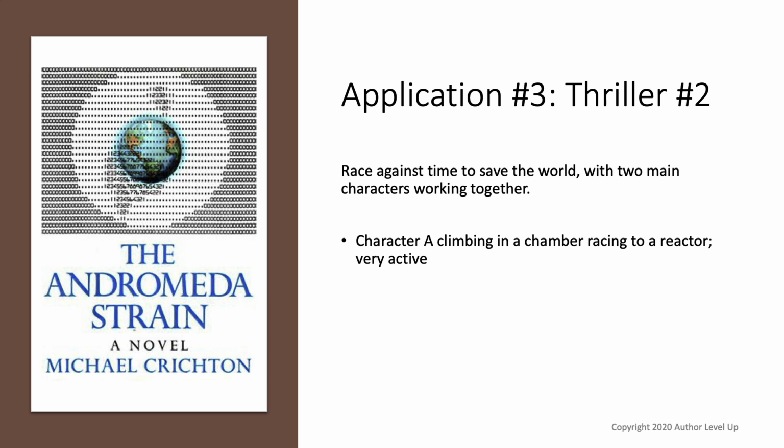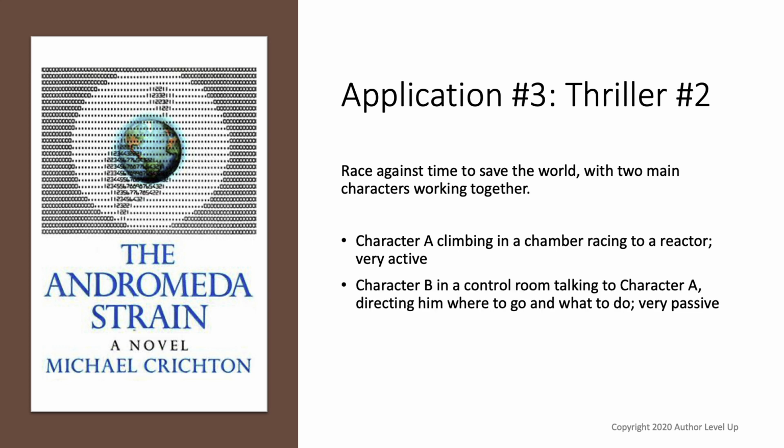Character A is climbing in a chamber, racing toward a reactor, I believe. He's a very active character, and he's told in a very active way. Character B is in a control room talking to Character A, directing him where to go and what to do. This character is very passive, treated in a very passive way, and I think the reason Crichton did that was to focus on Character A and then have Character B be kind of a supporting role. And this way, you don't have two characters that are stepping on their toes. All right, so this works fairly well.